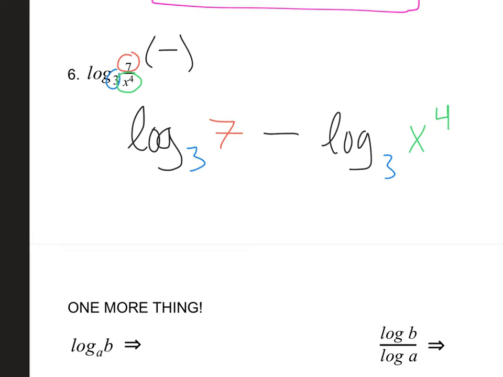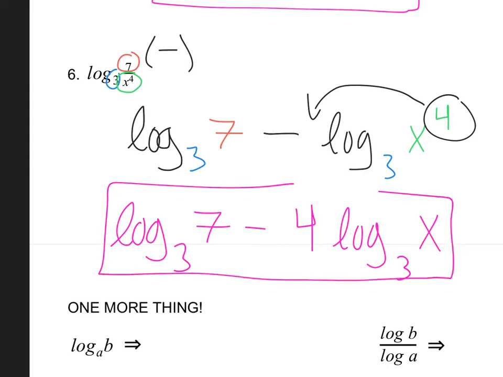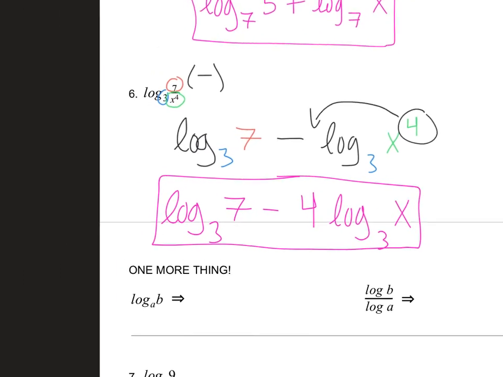But I'm not done here, right? I've got to grab this 4, boot it to the front. So really, I'm going to write this in that same color. I have log base 3 of 7 minus, and I've got to put that 4 out front, log base 3 of x. Right. Easy peasy. So that kind of concludes that.